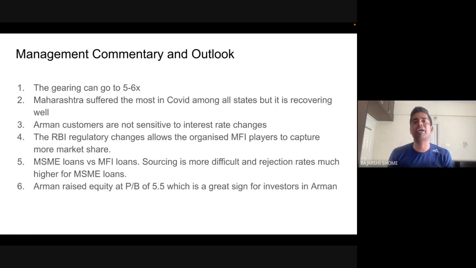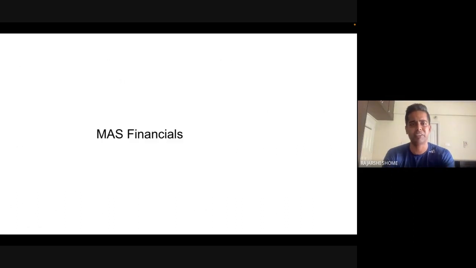Then say, for example, a microfinance loan, जहाँ पे you have 10 people, you have 10 गाँव के औरतें को लाओ और उसको आप 30,000 करके आप 10 लोगों को 3 लाख रुपए लोन दे दो, राइट? सो वहां पे sourcing as well as rejection rates भी कम होता है, but यहाँ पे rejection rate ज्यादा होता है. So many people come and ask me like, what is the difference between MSME and MFI loan? This is the answer. So again, like Arman raised equity at a price to book of 5.5 last year ka, which is a great sign for investors in Arman, which we already covered.